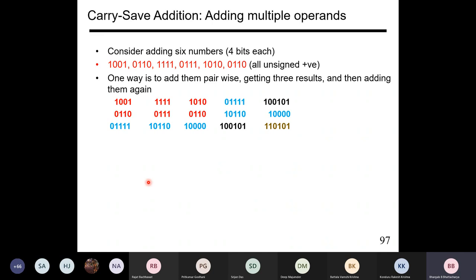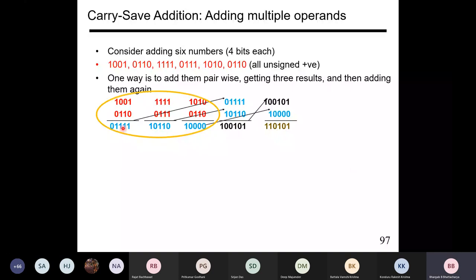So you add them pairwise, getting 3 results, and then add them again in 2 steps. So you have, as you can see, 1, 2, 3, 4, 5 steps. You have to invoke the adder 5 times. Keep on adding, then move this result here, move this result here, again perform addition, move this result here, and this is still left out. Add this together, you get the final sum, right?